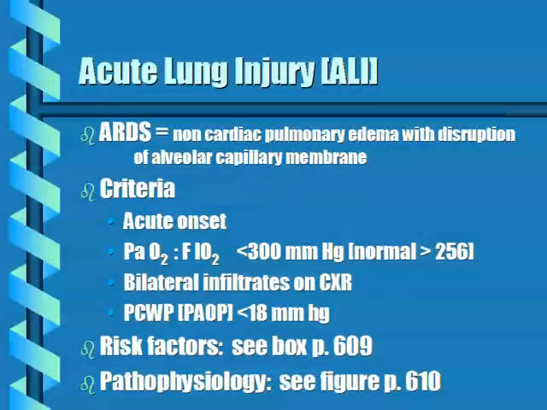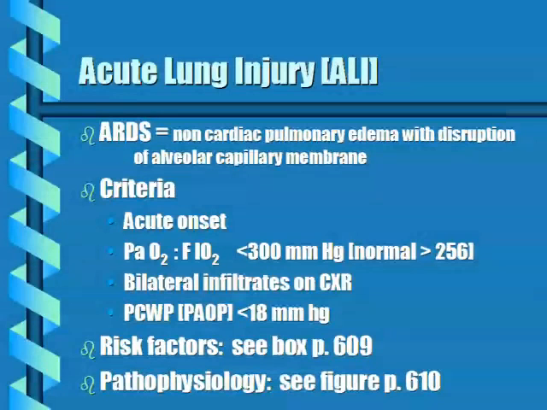In order to determine whether or not somebody has this, they have to have had an acute onset. Their PaO2/FiO2 ratio has to be usually less than 300 millimeters of mercury, and the normal should be greater than 256. They'll have bilateral infiltrates on the chest x-ray, and their pulmonary capillary wedge pressure or the pulmonary artery occlusive pressure, same thing, will be less than 18 millimeters of mercury.